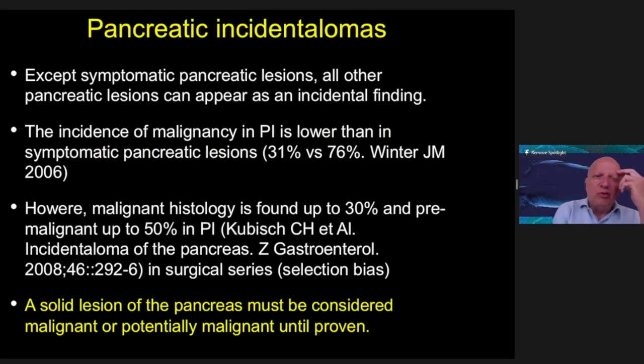So a few words about pancreatic incidentalomas. Except for symptomatic pancreatic lesions, all other pancreatic lesions can appear as an incidental finding. Of course, malignancy is lower in a pancreatic incidentaloma than in symptomatic patients. However, malignant histology is found in up to 50% and premalignant in up to 50% in surgical series, so there is some surgical selection bias, but this is an important message.